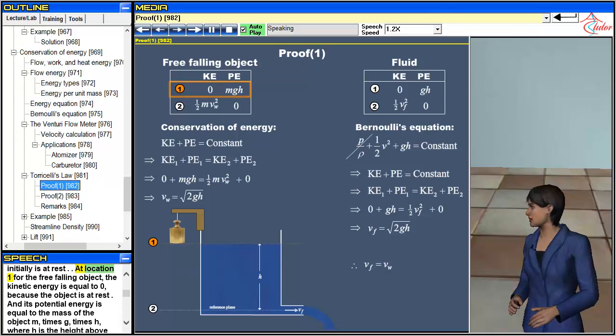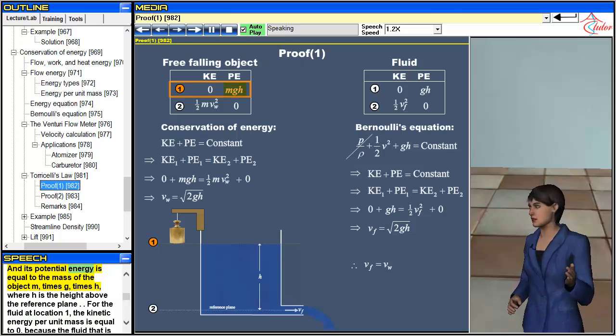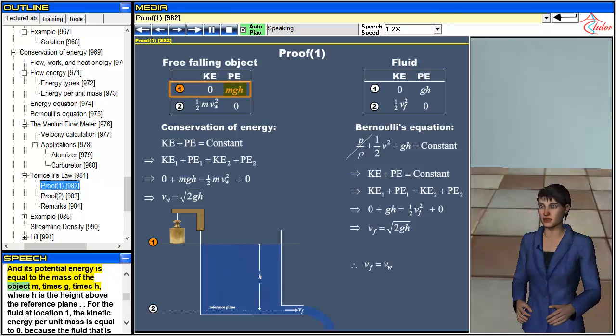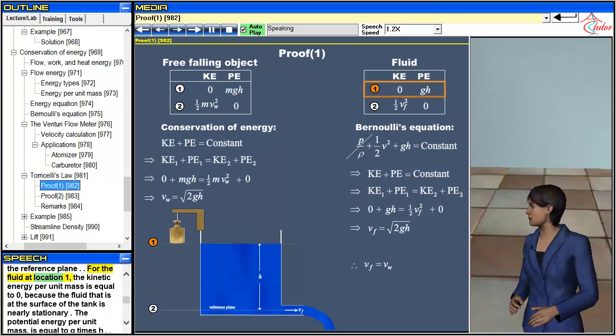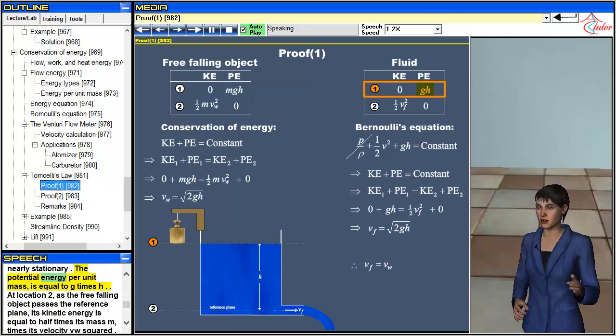At location 1, for the free-falling object, the kinetic energy is equal to 0, because the object is at rest. And its potential energy is equal to the mass of the object m, times g, times h, where h is the height above the reference plane. For the fluid at location 1, the kinetic energy per unit mass is equal to 0, because the fluid that is at the surface of the tank is nearly stationary. The potential energy per unit mass is equal to g times h.